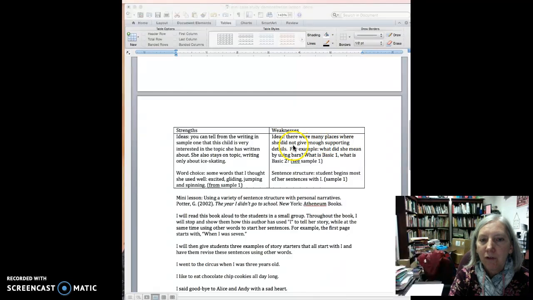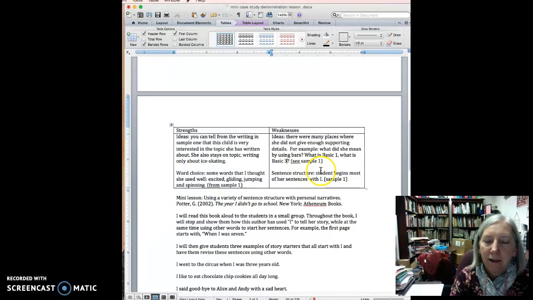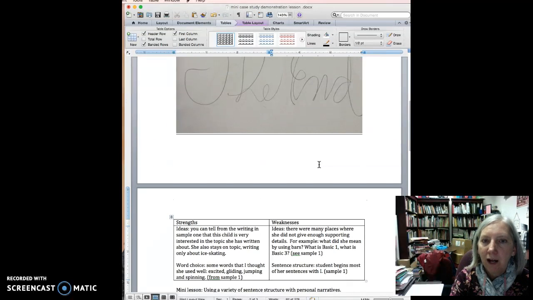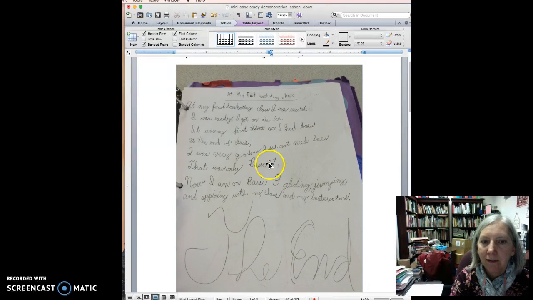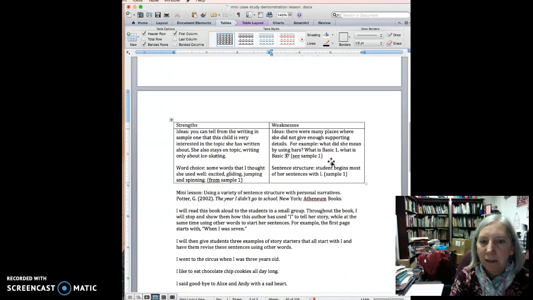There were many places where she did not give enough supporting details. For example, what did she mean by using bars? As an ice skater myself, I think I know, but that might not be readily apparent to someone who's not familiar with the sport. And then what is basic 1? What is basic 3? Let me just go ahead and change that. And then I said see sample 1. So if I was the instructor reading this, I could go back and see she's written basic 1, basic 3, the use of bars. So I'm referring to things directly in the sample. For this particular case, I only have 1 sample, but you'll have at least 2.